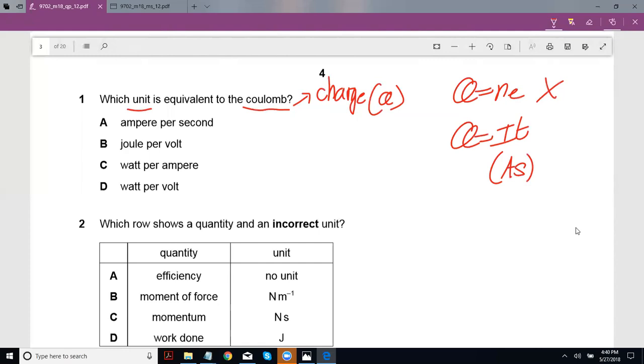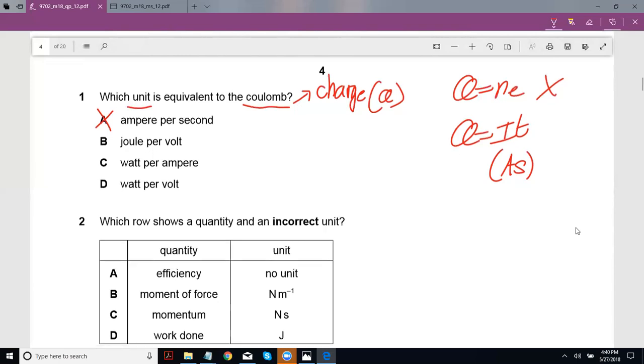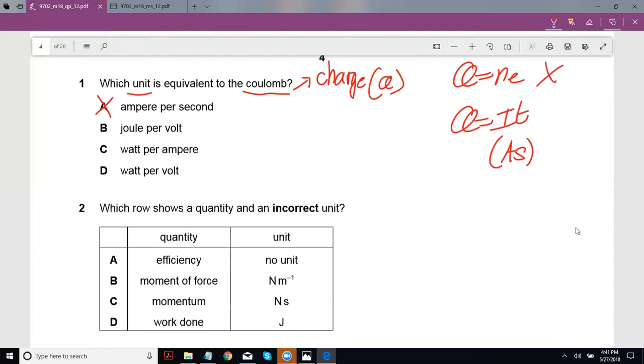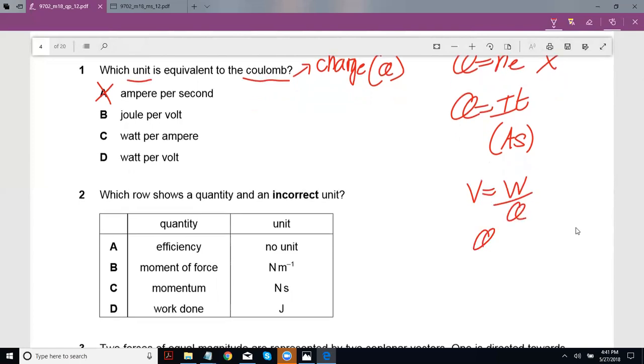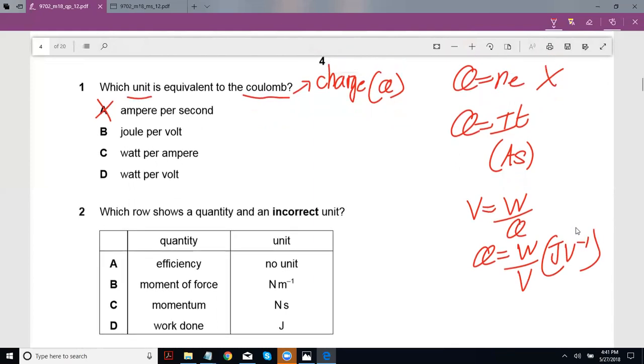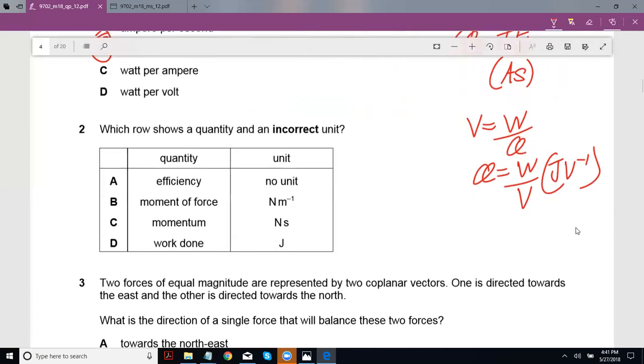But unfortunately, it is not a possible answer. In fact, they're giving you amperes per second, which is different. So not this, but I think we can look at another formula. Potential difference was work done upon charge. In fact, I think this will give us our answer. So charge is work done upon potential difference. Work done is in joules. Potential difference is in volts. So joules per volt, you get B, and you're good.